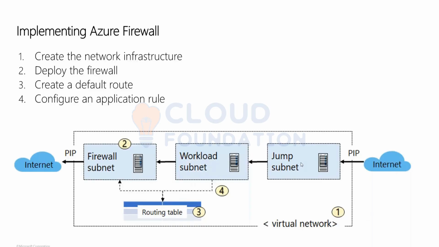First step comes to jump subnet. From jump subnet, if anybody tries to connect to workload subnet, it will take him to firewall subnet. From firewall subnet, it will refer to the routing table. In the table, it is written that once the request has been verified, it has to go to workload subnet.